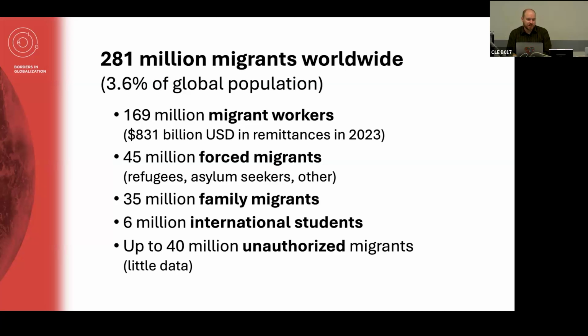Also included in this 281 million figure is 45 million forced migrants. This includes refugees, including refugees who have been settled. For example, Canada has settled a relatively large number of refugees from Syria in the wake of the Syrian civil war. Something like 40,000 asylum seekers from Syria, maybe even 50 or 60,000 now, have been resettled across Canada. So they would be included in this 45 million figure.